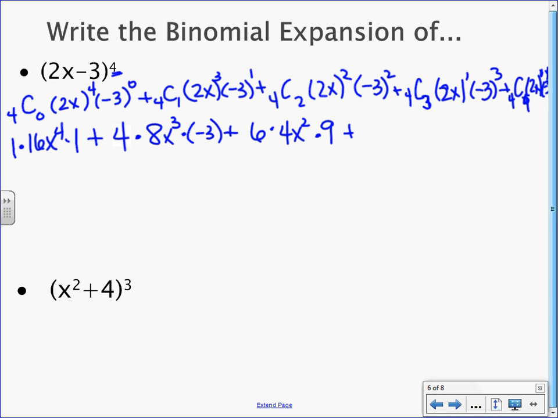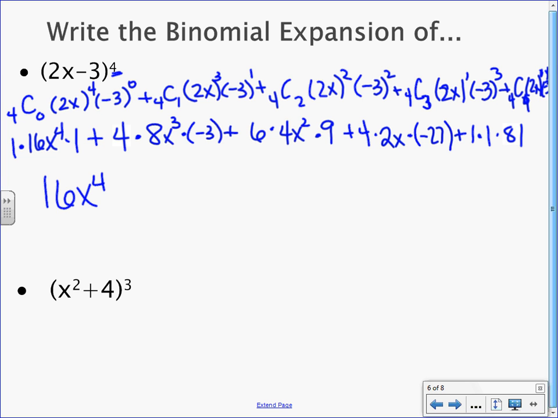4 combinations of 3, 4. Okay, there's always going to be symmetry with your combinations. 1, 4, 6, 4, 1 is how this line could go. So 4 times 2x to the first times negative 3 cubed. Okay? And then 4 combinations of 4 is 2x to the 0 and negative 3 to the 4th. Okay?